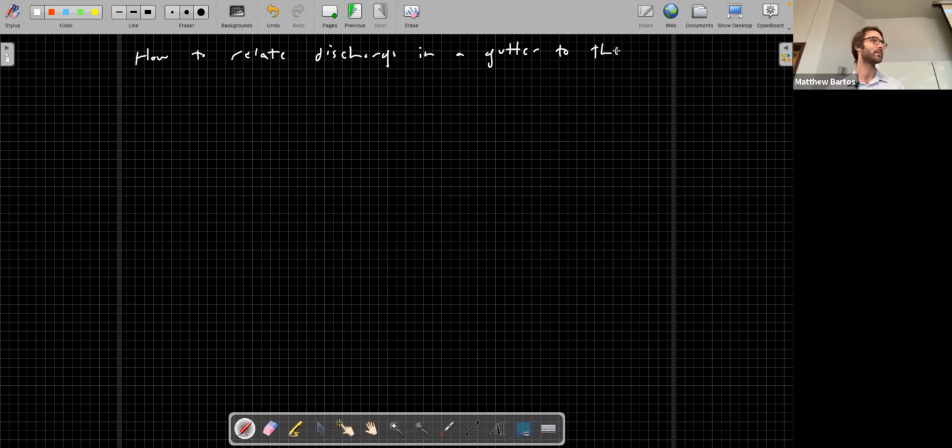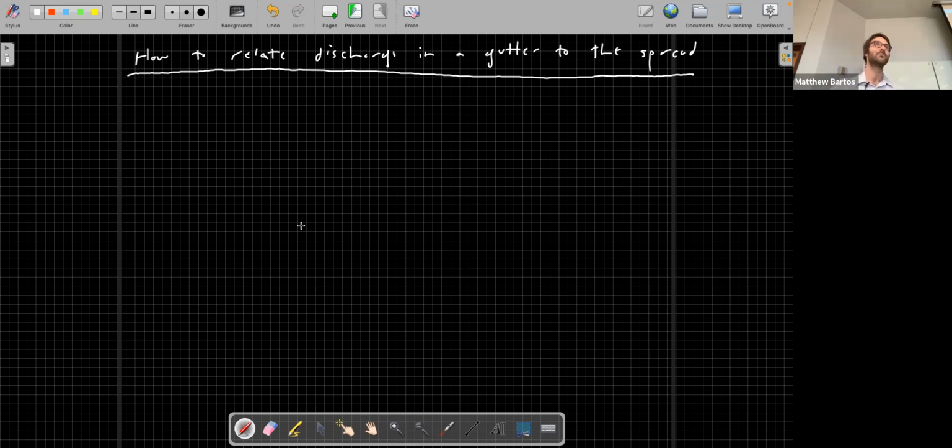to the spread. Does anyone have any ideas for how we might go about doing this based on the material we've covered in class so far? How can we relate the discharge in the gutter to the spread? Right. This is essentially an open channel flow problem, right? If we think about the system just being at steady state, how might we go about relating the discharge in the gutter to the geometry of flow, essentially? Did I hear Manning's equation?